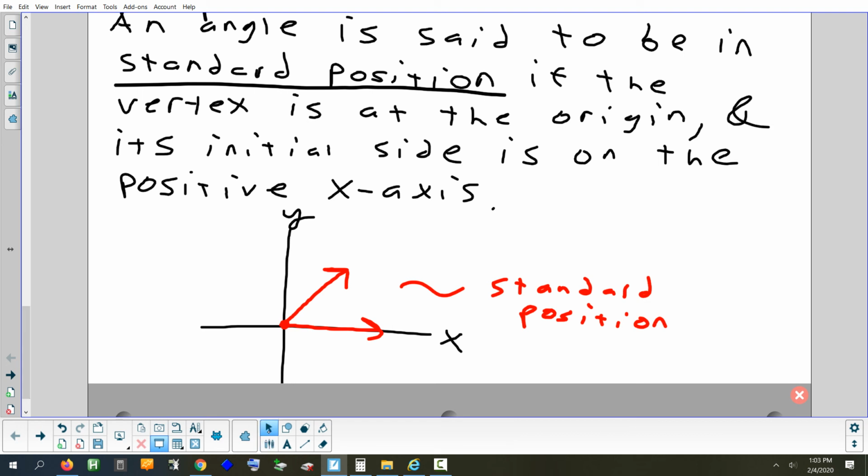Now, if I did this, is that standard position? No. What's wrong with it? The vertex isn't at the origin. The initial side is okay. It's on the positive x-axis. But the vertex isn't at the origin. Let's put it back.